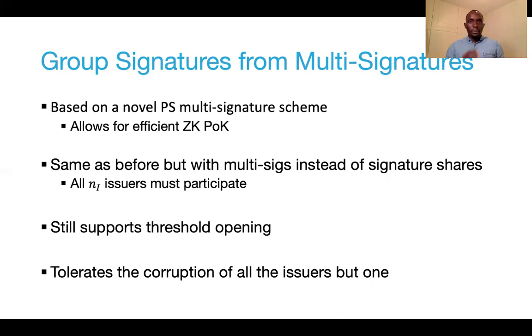The only downside of this group signature scheme is that it requires the participation of all issuers, as it is based on a multi-signature scheme, meaning that all the issuers must sign the user secret keys. But the benefit here is that it allows for the corruption of all issuers but one, meaning that it overcomes the n over two bound that was inherited from the DKG protocol.